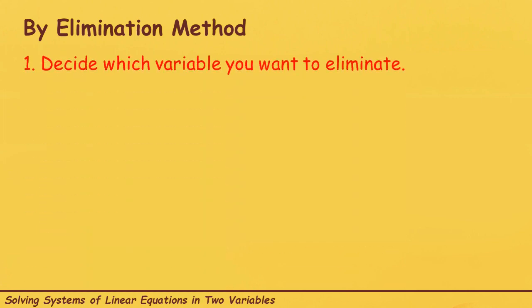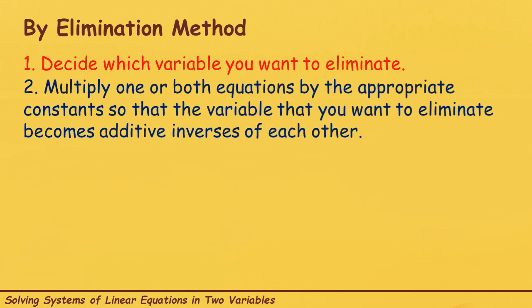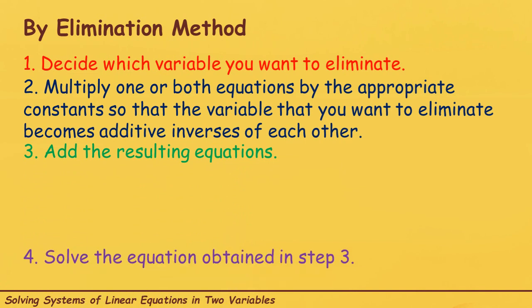First, decide which variable you want to eliminate. Second, multiply one or both equations by the appropriate constants so that the variable that you want to eliminate becomes additive inverses of each other. Third, add the resulting equations.